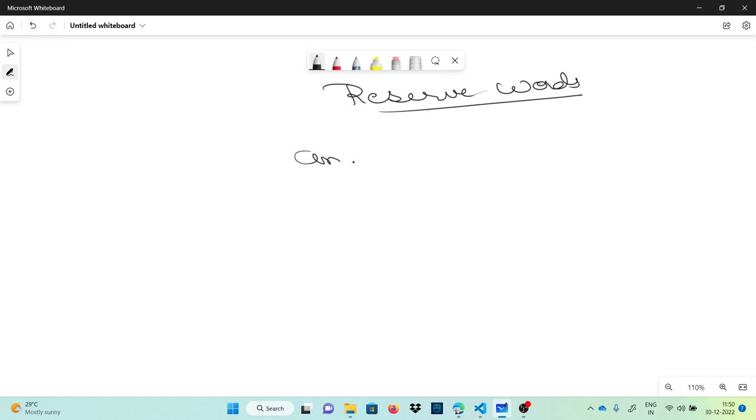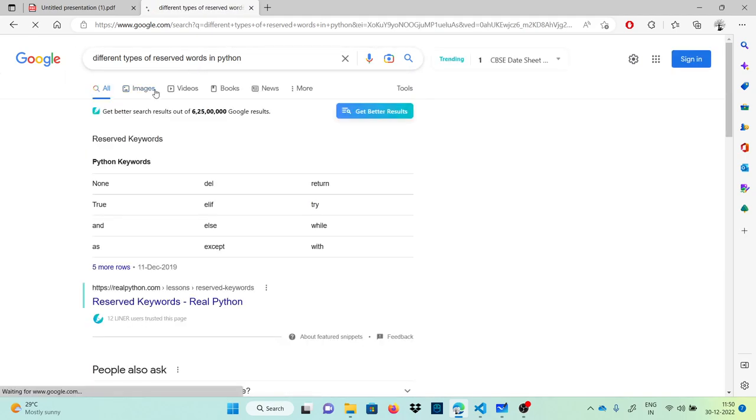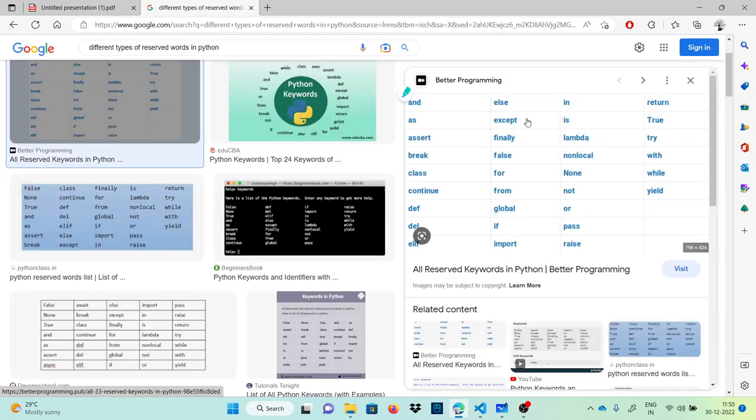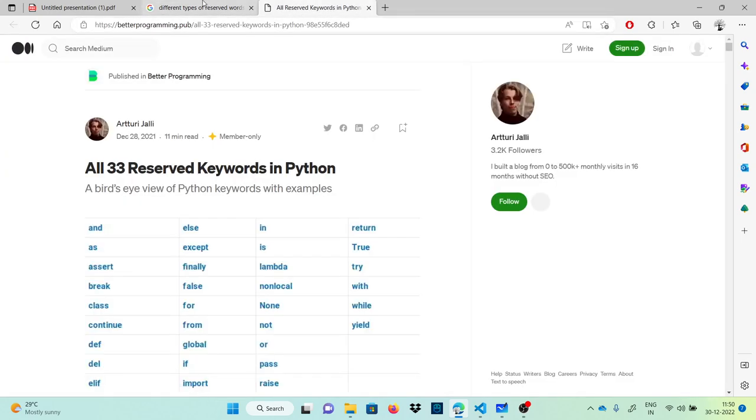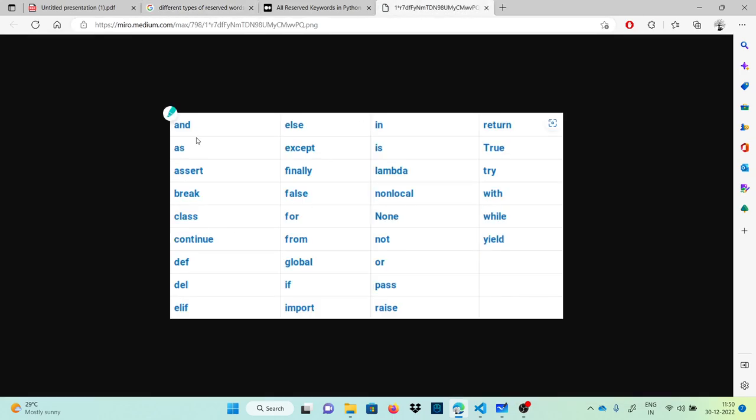Okay, such as and, as, assert. Let's search some of the reserve words. So I already searched for you. See, these are reserve words. These are some reserve words as you can see here: and, as, assert, break, class, continue, def, del, elif, else, except. So this many reserve words are there in the Python language. So I hope you have understood till here.